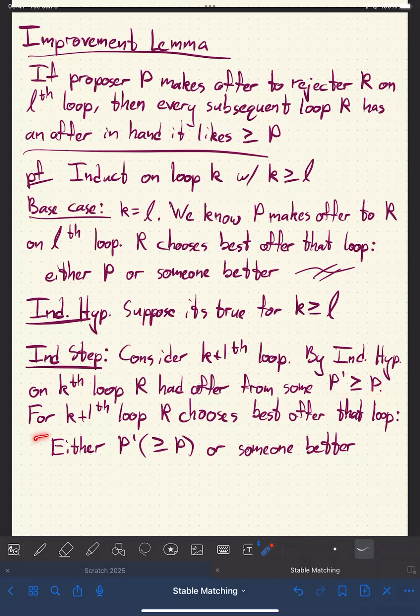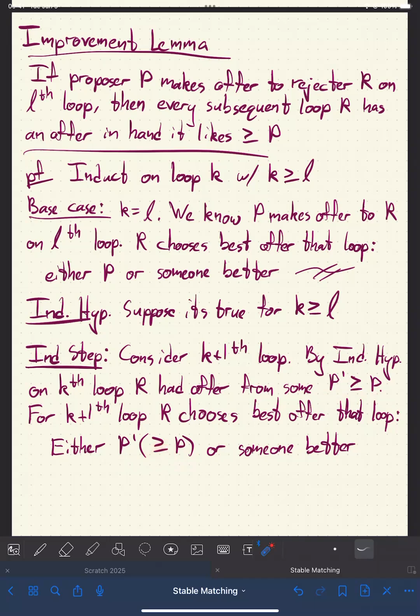So now, it has P prime in hand that it likes at least as much as P, and on the K plus 1th loop, R chooses the best offer that it gets that loop, right? So it already has P prime in hand, and it's going to choose whoever they like the most that loop, which is either going to be P prime, which is on a string in their hand, or someone better than P prime. And if they choose P prime, we know by definition P prime is at least as good as P. It could possibly be P.